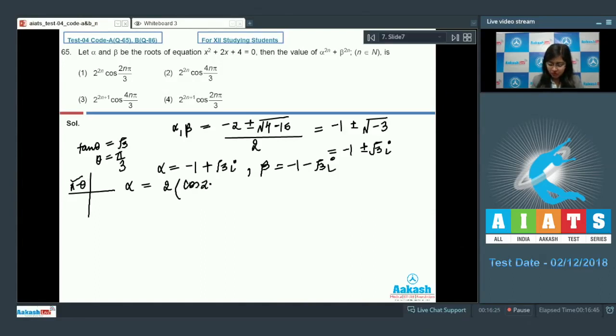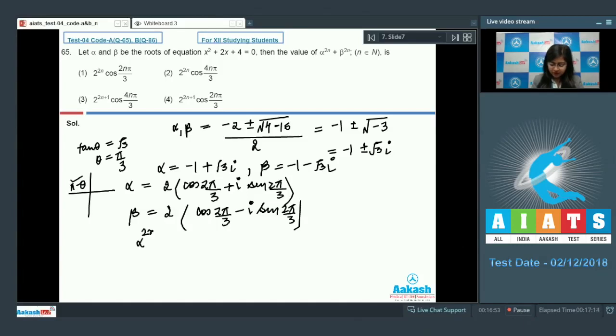So it can be written as cos of 2 pi by 3 plus iota into sine of 2 pi by 3. Similarly for beta, we can see that the point is lying in the third quadrant, as both x and y are negative. So its argument will be theta minus pi, so it can be written as cos of minus 2 pi by 3 minus iota into sine of 2 pi by 3.